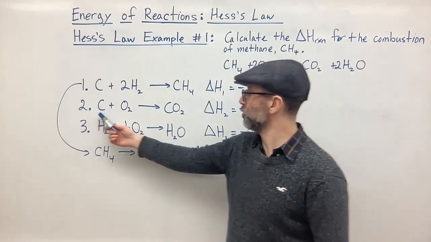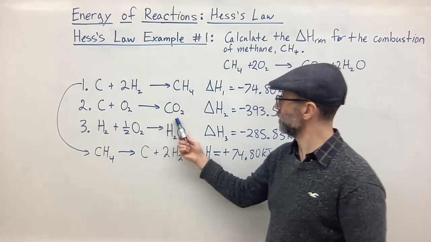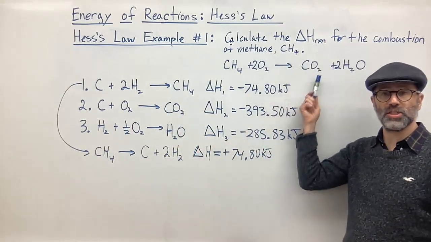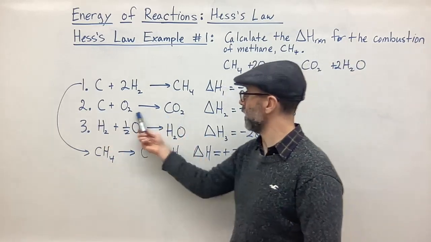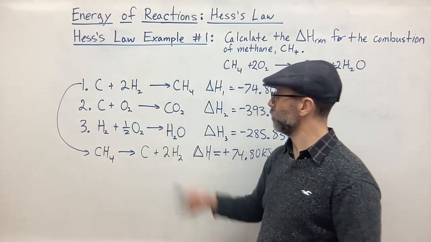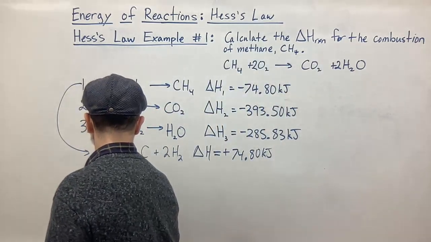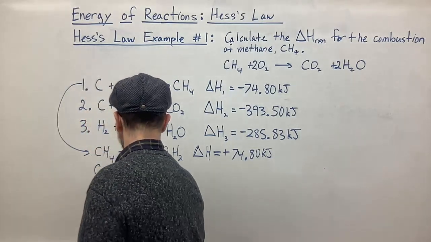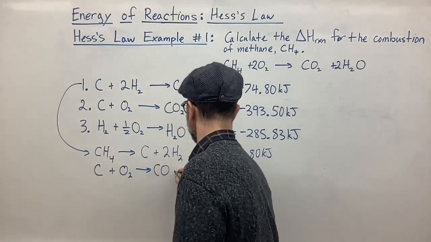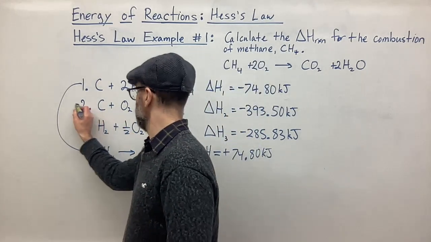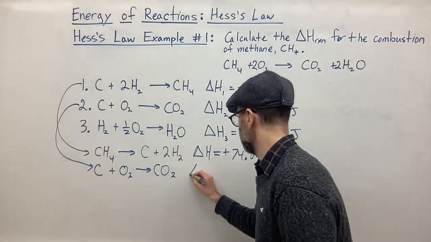Okay, let's look at number 2 here. So it looks like we have CO2 as a product. We have one CO2 as a product here, and one CO2 as a product here. So this is the way we want it. We don't need to do anything to this equation. So this one we'll put right here. So carbon plus oxygen is going to give us CO2. So this is the same. So I'm just going to put it down there. And so the delta H stays the same.